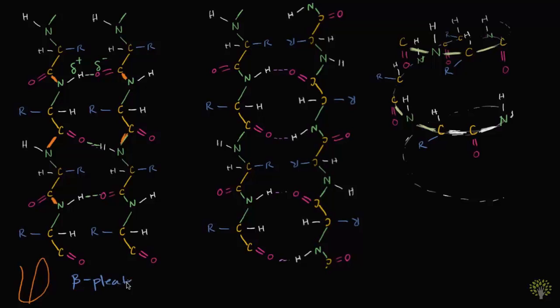Beta-pleated sheet. Now over here I've also constructed a beta-pleated sheet, but you might notice a difference. This one went from the nitrogen to the alpha carbon, this is the alpha carbon over here, to the carbonyl carbon, nitrogen, alpha carbon, carbonyl carbon. And this one was also going in the same direction. Nitrogen, alpha carbon, carbonyl carbon, nitrogen, alpha carbon, carbonyl carbon.